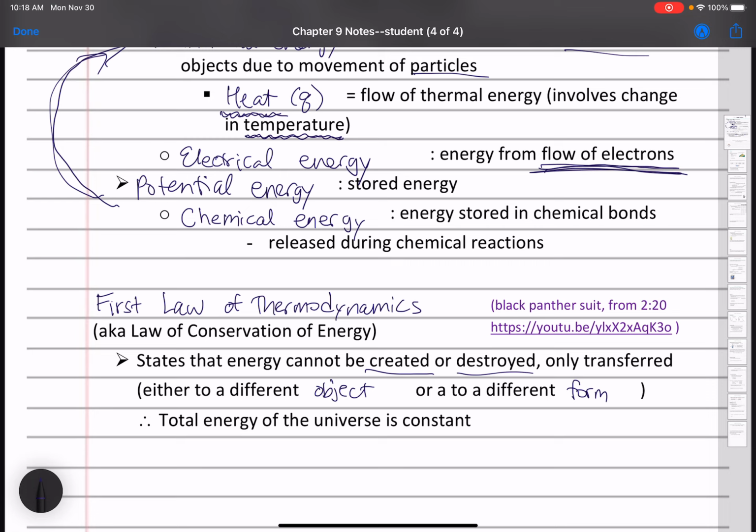My favorite example of energy being transferred to a different form is from the movie Black Panther. I'm going to see if this link works. If you want to follow this link in your PDF notes, you'll watch the scene in Black Panther, the movie.